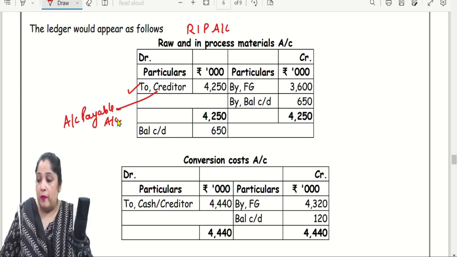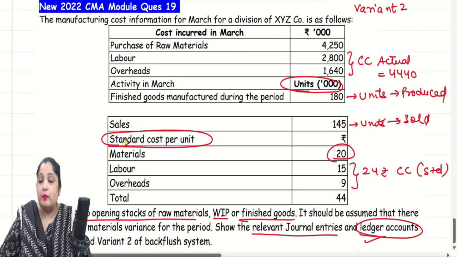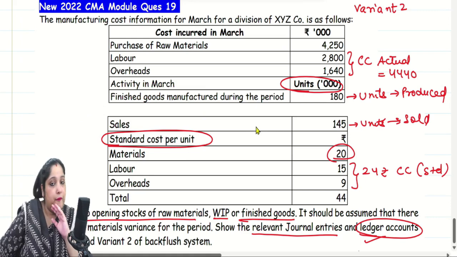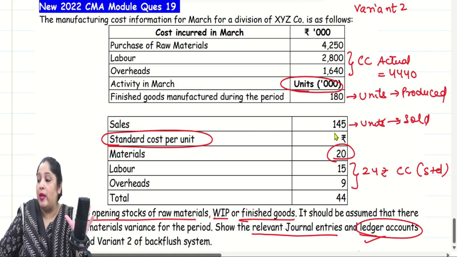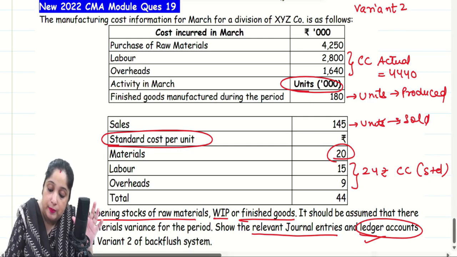Now the raw material purchase account entry you have passed. Now what we are going to do is wait for the finished goods to get manufactured. Okay, fine. Finished goods have been manufactured. How many finished goods have been manufactured? 145 units. Sorry, 180 units.